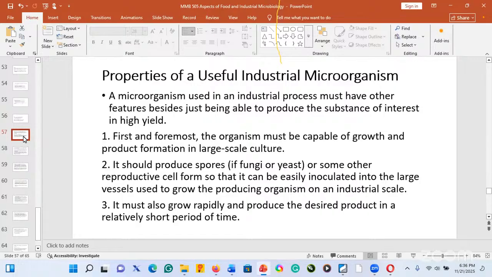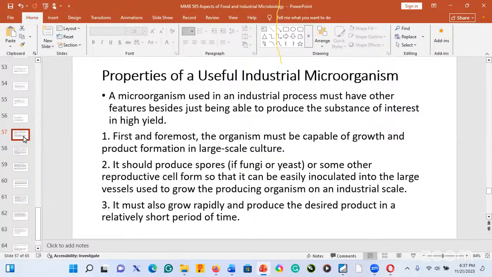So what are the properties of a useful industrial microorganism? That is, the organism that can be used industrially must have some qualities. One, the organism must be capable of growth and product production in a large-scale culture. That means it should be able to amplify, because industrial people are only interested in gains. Put little effort and get massive production. So the organism must be capable of growth and product production on a large scale.